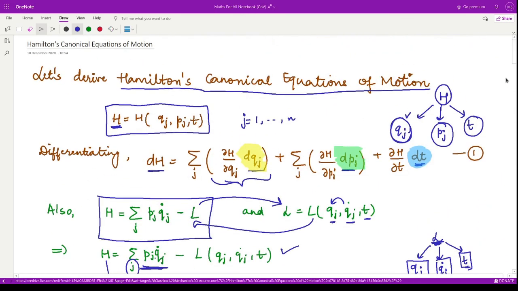I hope you understood the concept. That is it for this video. In the next video we shall see an example in which we derive the equations of motion using Hamilton's canonical equations of motion. Thank you for watching.